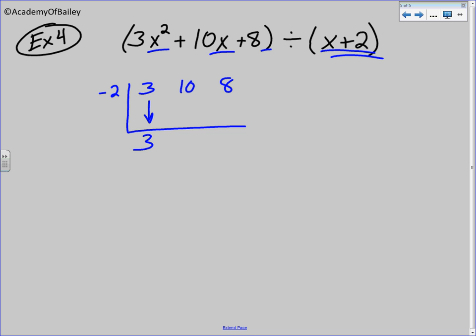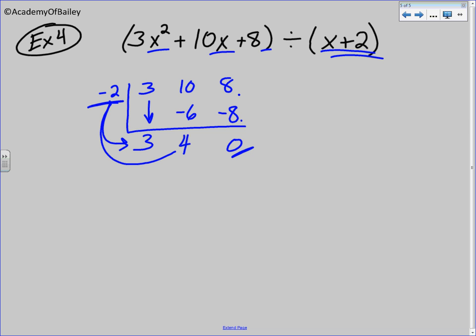Drop down the 3. Negative 2 times 3 should be negative 6. And now let's add. 10 plus negative 6 should be 4. Negative 2 times 4 should be negative 8. And add 8 and negative 8 should give us 0. And remember, there's no remainder there, which would tell you, if we were factoring or solving, that negative 2 would be a solution, a root, or a zero.